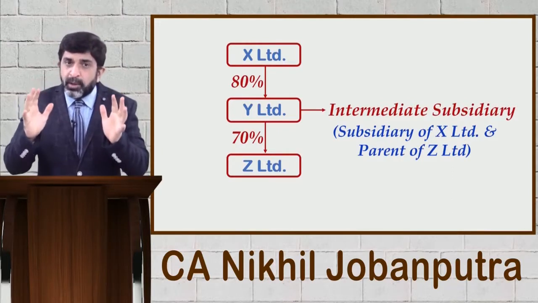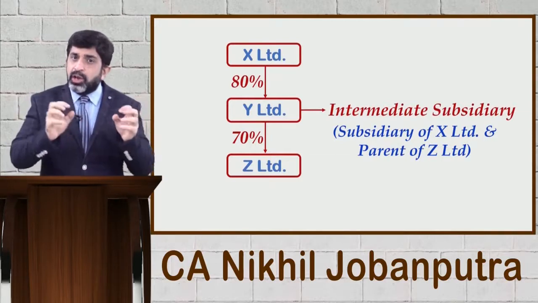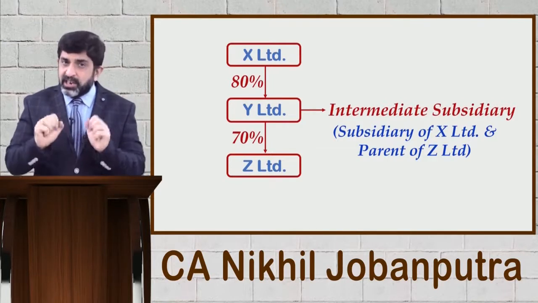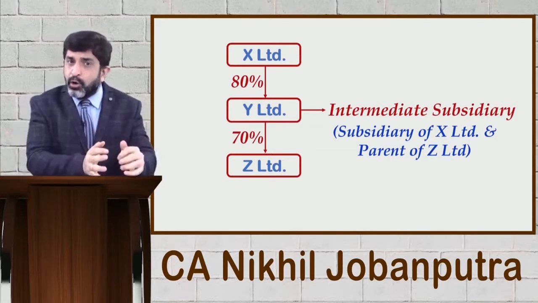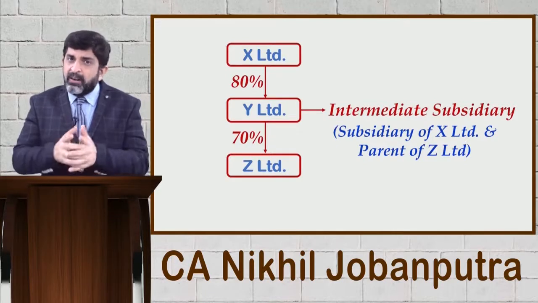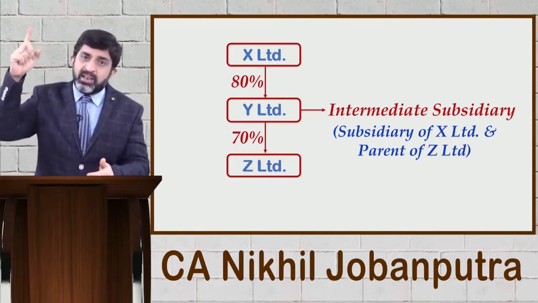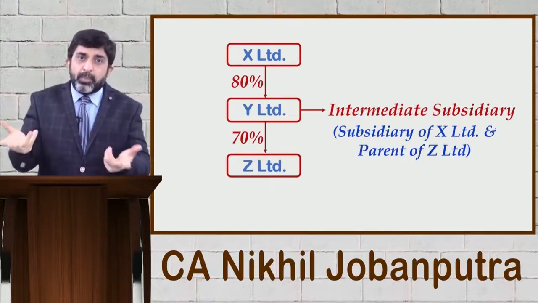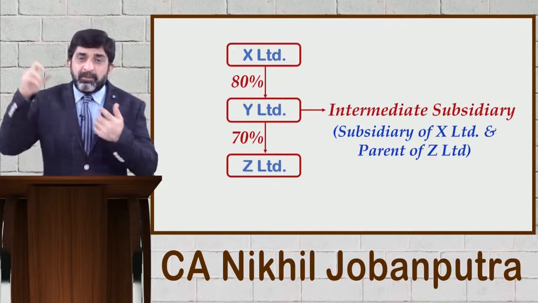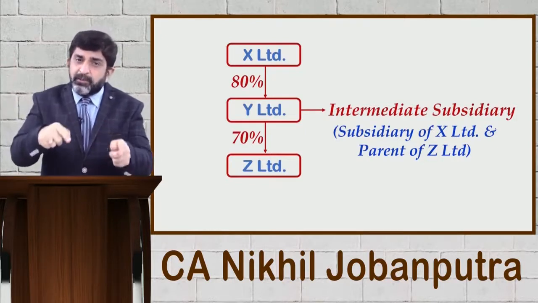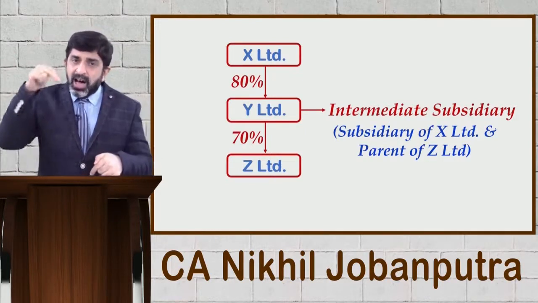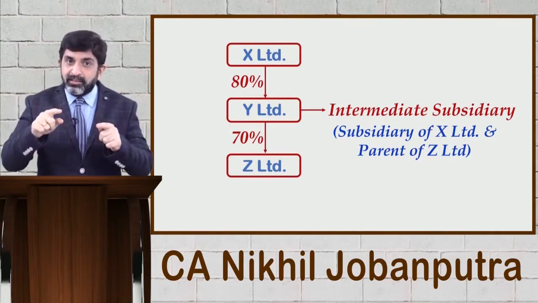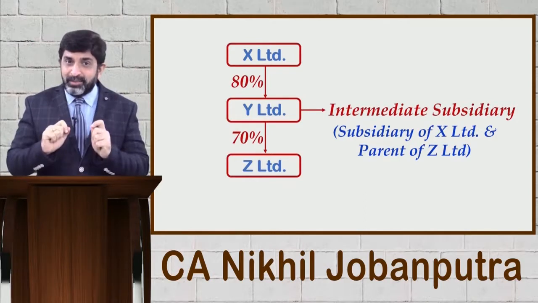So think from the perspective of a shareholder of Y Limited. Suppose I am a shareholder of this intermediate subsidiary Y Limited and fall in the category of that minority. I may have an objection that, boss, simply because some other company is having a major stake in this company, they are deciding not to present, and I am getting affected. If they are deciding not to present consolidated financial statements, I am getting affected. I don't want Y Limited to take this exemption. In that case, Y Limited cannot take that exemption.